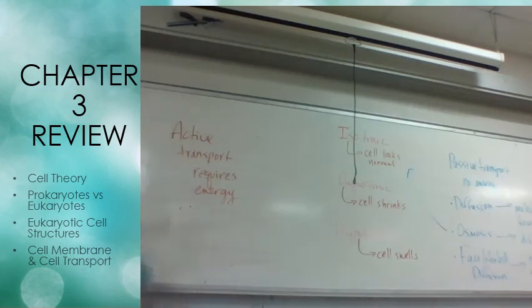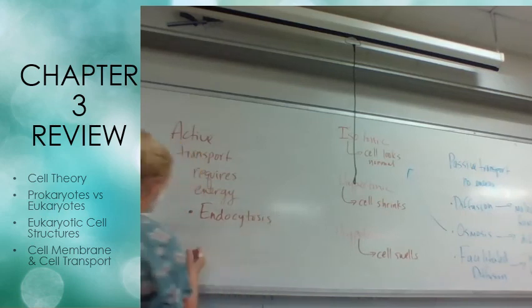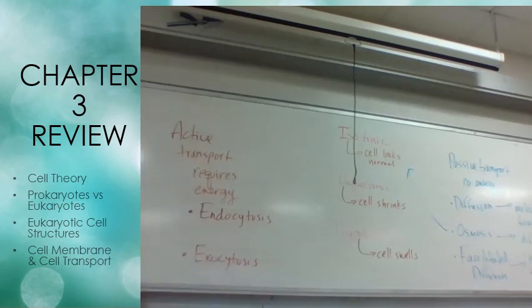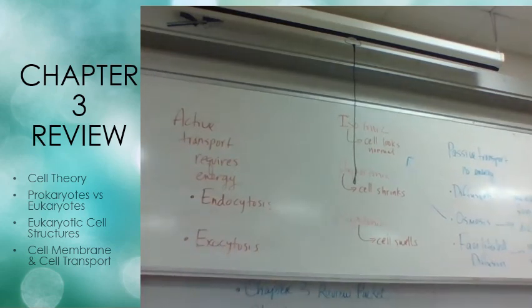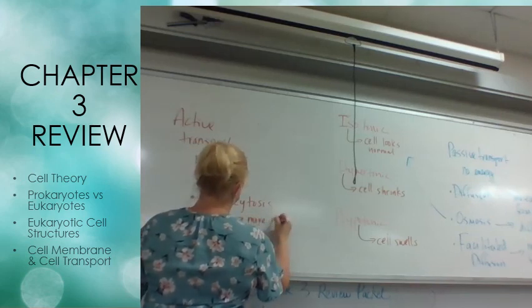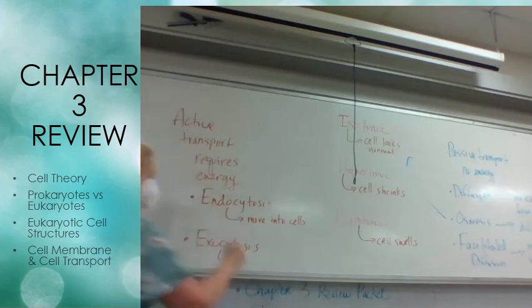Okay, let's talk about active transport real quick. In active transport, we had some examples. We had endocytosis, and my other big one, exocytosis. Which one of these is molecules moving into the cell? Endo. So exo is molecules moving out.